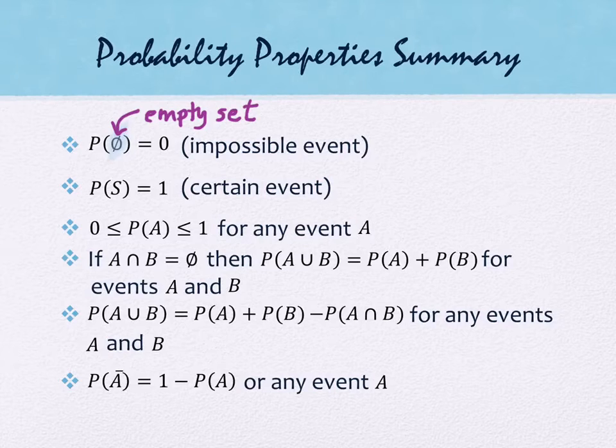The third one, this is actually the very first one we discussed. The probabilities of everything else is somewhere in between 0 and 1. Between a 0 and a 100% chance that these individual events are going to happen.